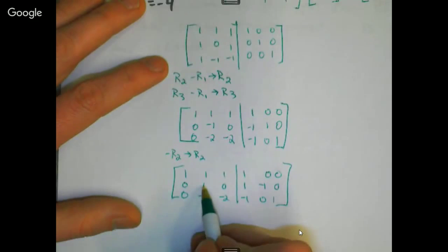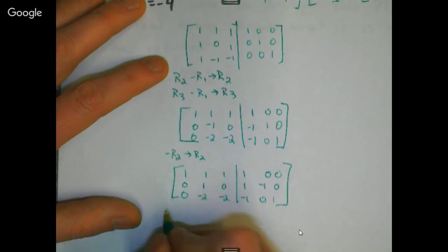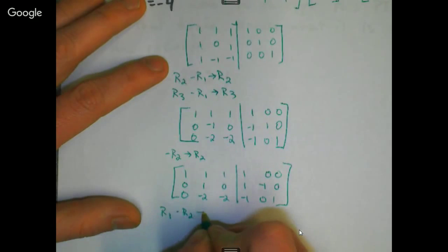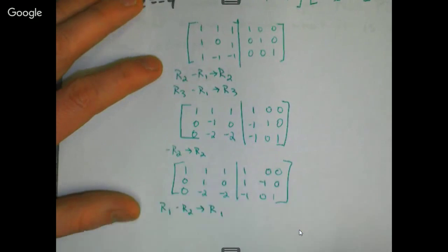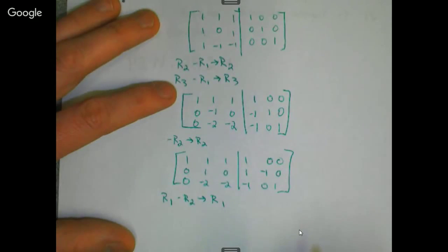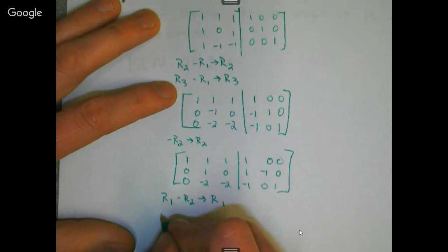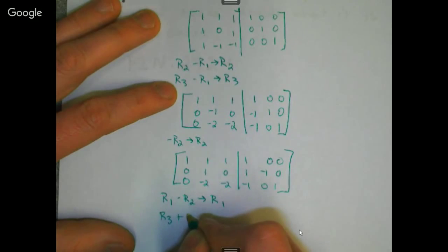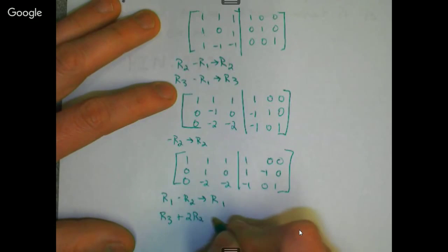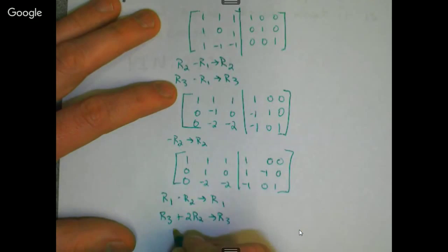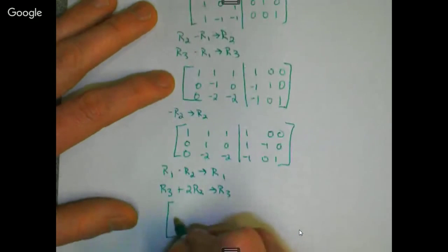Okay, so this is a 1, so this needs to be a 0, and that needs to be 0. So row 1 minus row 2 back into row 1. And then row 3 plus double row 2 back into row 3. So row 2 is not changing.